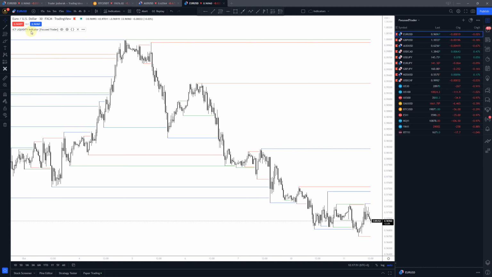Our newest version of the indicator is called ICT Liquidity Indicator, and it displays liquidity on the chart, as its name says. And I think this is one of the best, if not the best, indicators there is on TradingView. So without any further ado, let's get into it and have a look at how it works, what it does, and how you can use and utilize it in your trading.